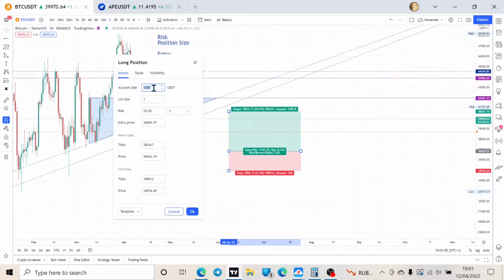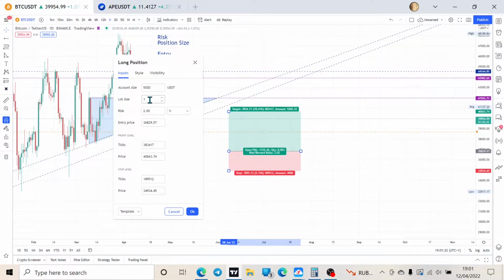Okay, now we're going to say that our account size for the purposes of this exercise is going to be $5,000. Okay, and we're going to say that our risk profile is 2%. So we've got an account size of $5,000. That's how much I've got in my trading account for this example.